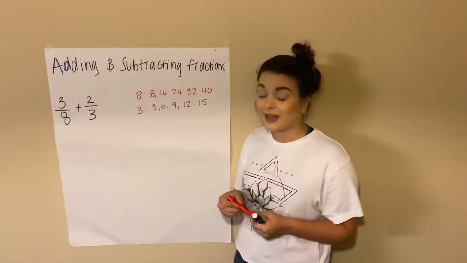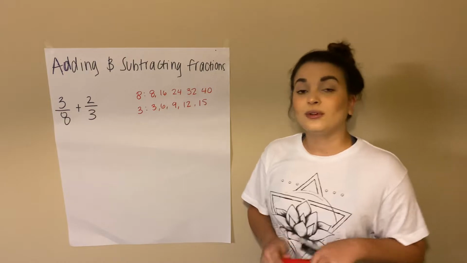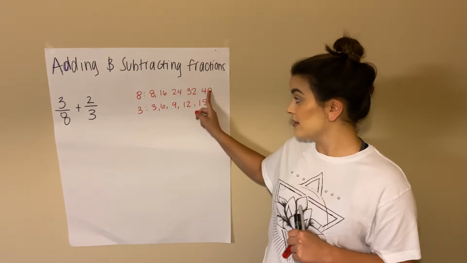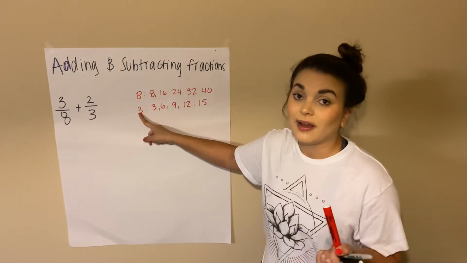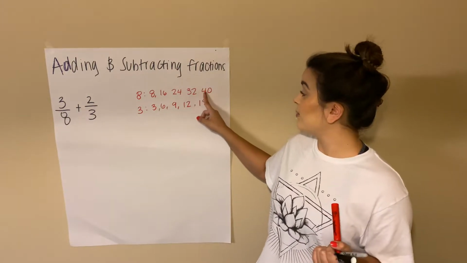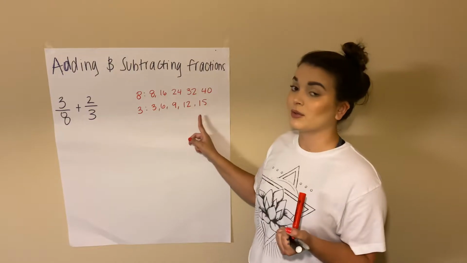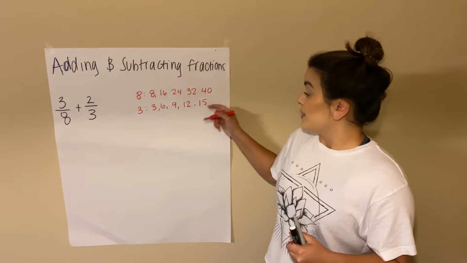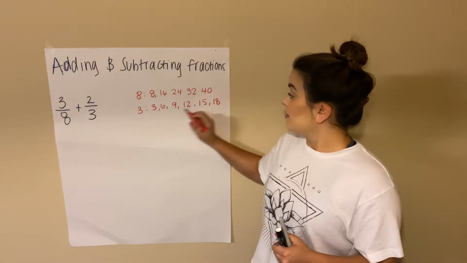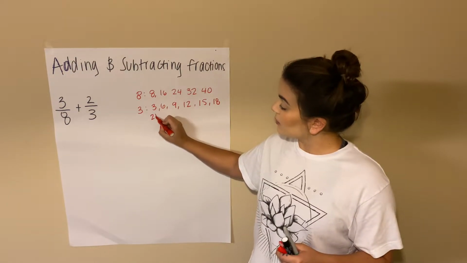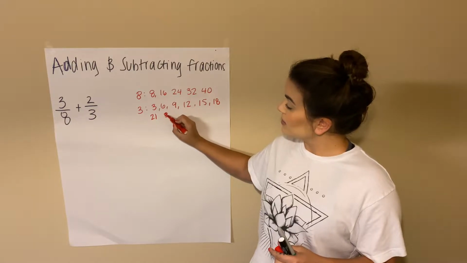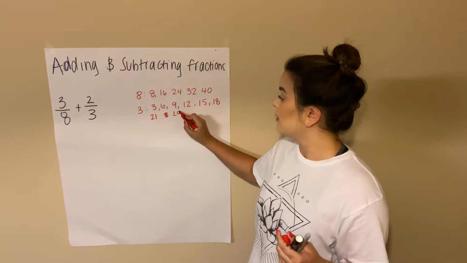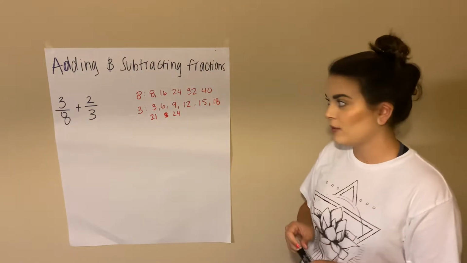Well, unfortunately, I did not find a match, so it means one of two things. I can either keep going with the 8 or keep going with the 3. I'm not going to go with the 8, because if I keep going higher, I'm not going to find a match, since my numbers are lower for my 3. So I'm going to keep going with my 3. 3 times 6 is 18. 3 times 7 is 21. And 3 times 8 is 24. Well, look at that. Found a match.